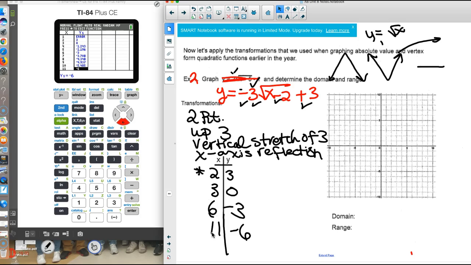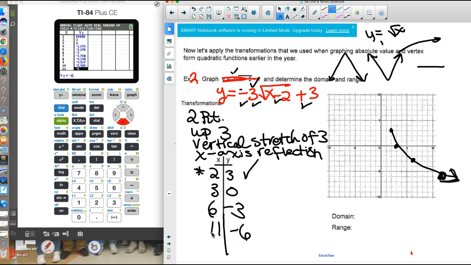What do you do with those? You go plot them. You're going to go to 2 over, 3 up, 3 over, 0 up, 6 over, 3 down, and then at 11 you're going to be way down at negative 6. It starts from here. This guy's in control. So you connect dot to dot. I'm going to make a bigger dot because I missed it. Okay. How's that for working your calculator? Do you think you got it?